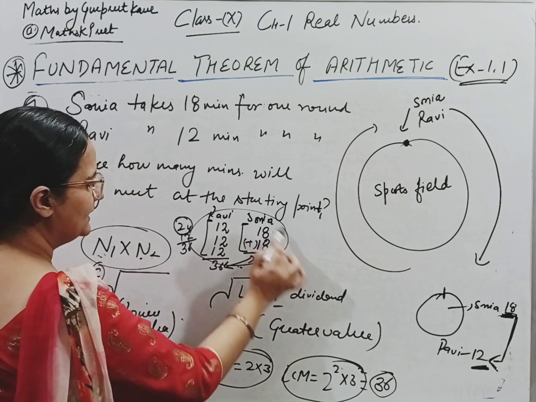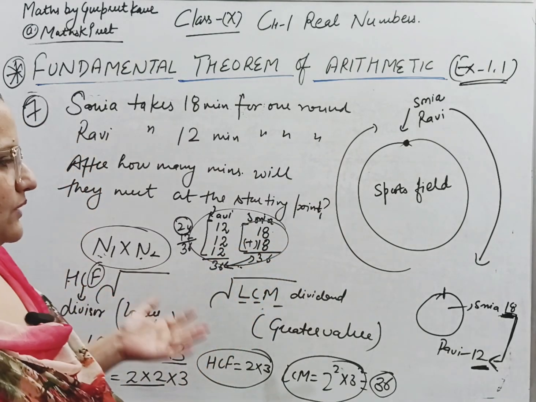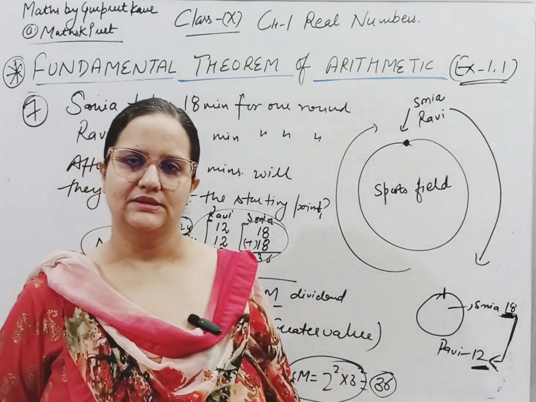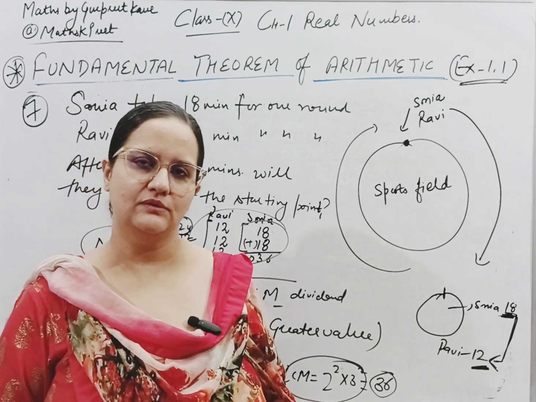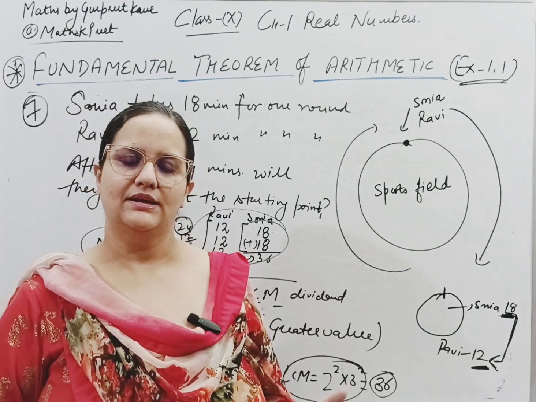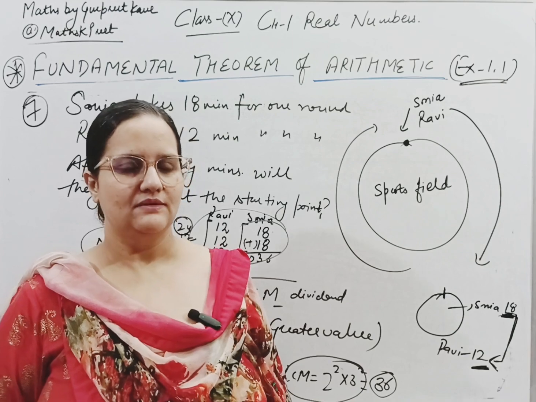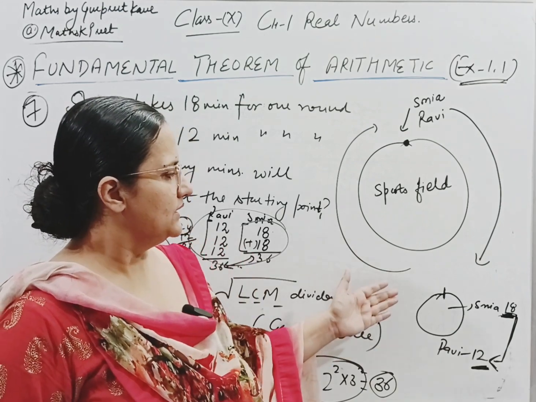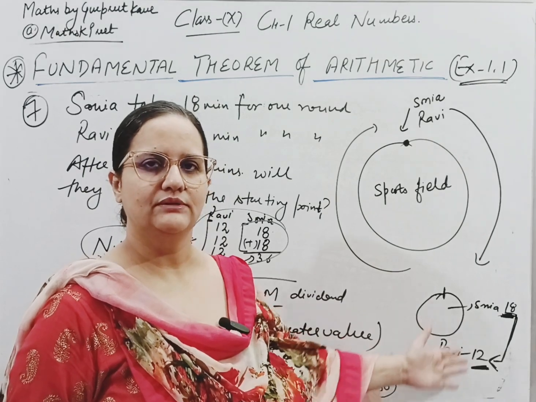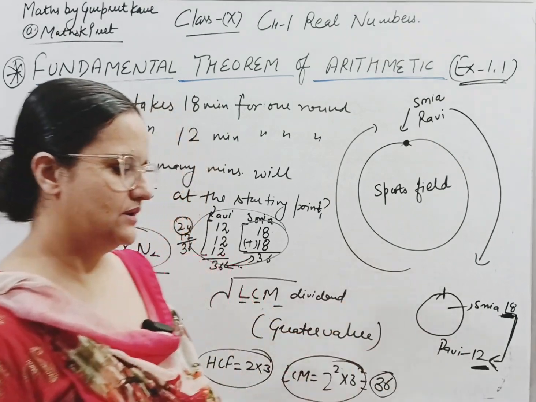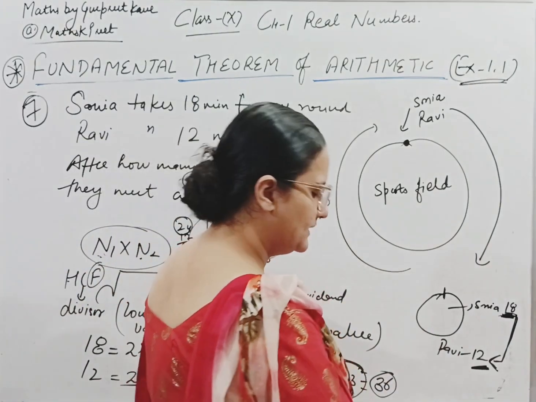This is one way to check, but we must know the concept of LCM and HCF. LCM is always related to dividend, the greater value as compared to HCF, and HCF is always related to the divisor. So in this question we need to get minutes that are greater than these two values. So we will calculate the LCM here. I hope you understood. The answer is 36 here.